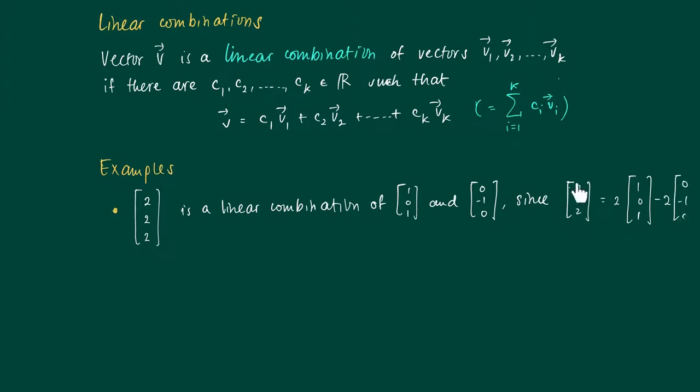So check that the coordinates are the same. 2 times 1 minus 2 times 0 equals 2. And 2 times 0 minus 2 times minus 1 equals 2, etc.